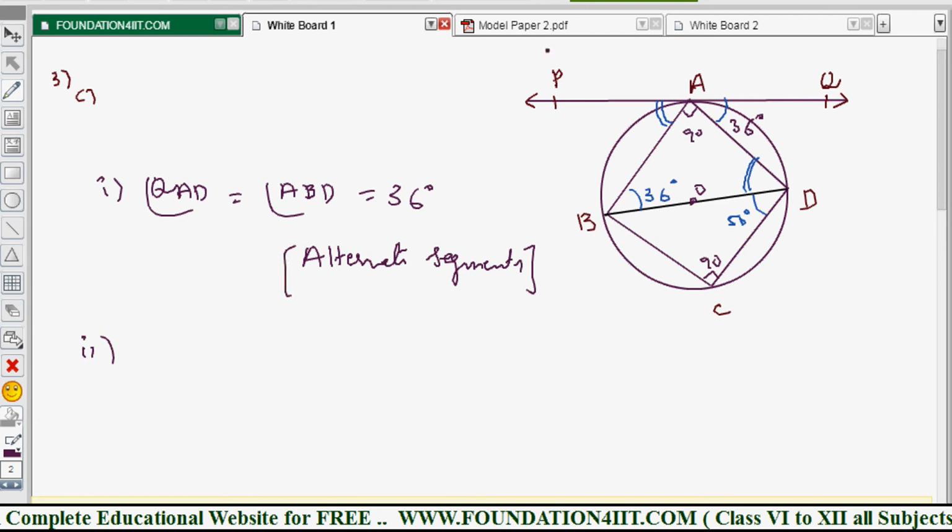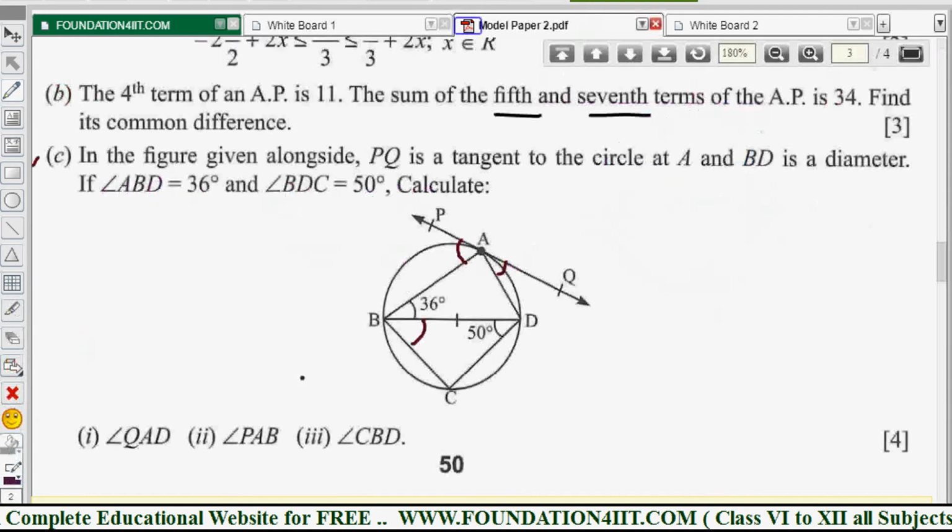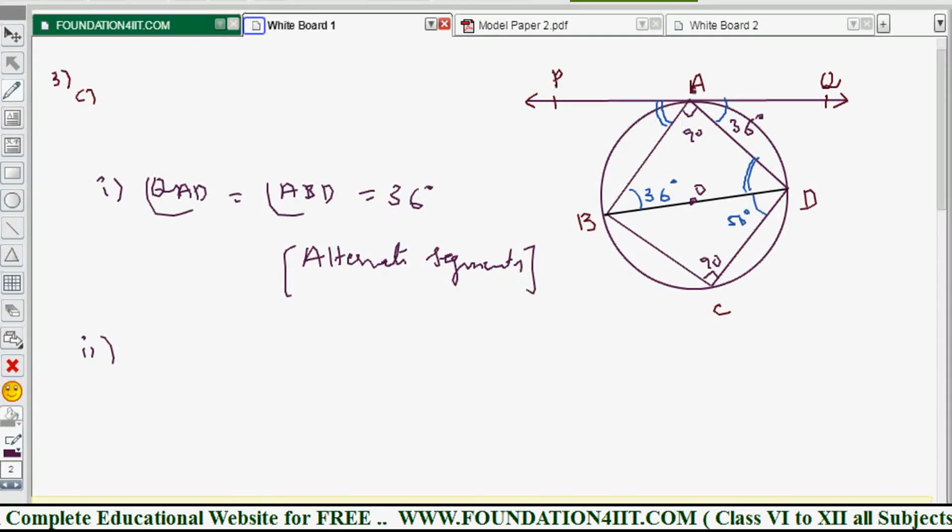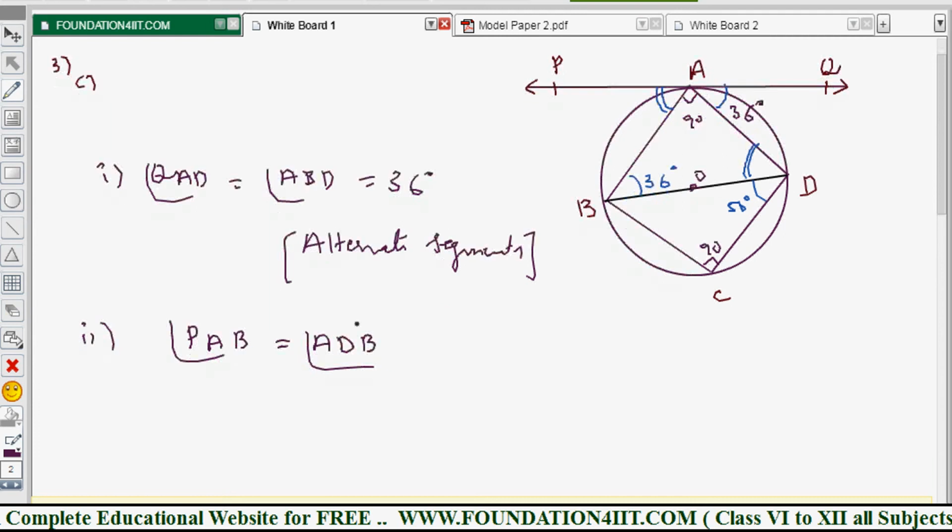And for the second one, we need to find out angle PAB. So this angle we need to find out. If you find out angle ADB, then PAB will come. That means angle PAB is nothing but angle ADB, right? Because that is also alternate segments. Let us find out the angle ADB.